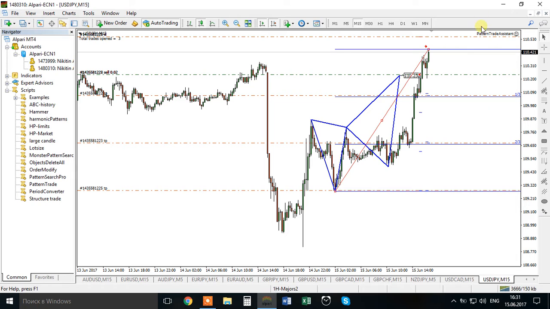The second thing that PatternTradeAssistant does is this. When price hits the take profit of this, so one position is closed, you have two positions left. This is the position with this take profit and the large position with this take profit. You have two positions left, and PatternTradeAssistant moves the stop loss to break even.